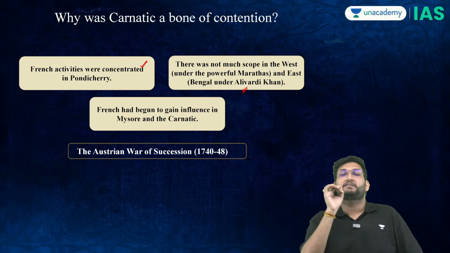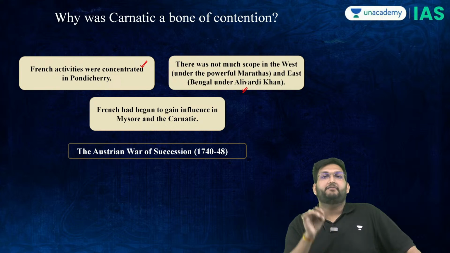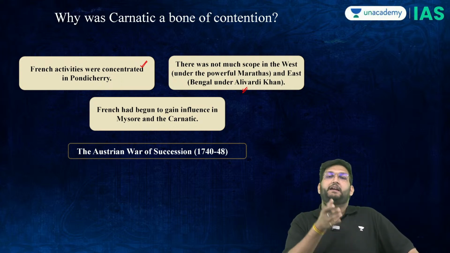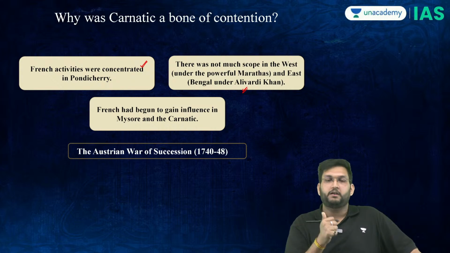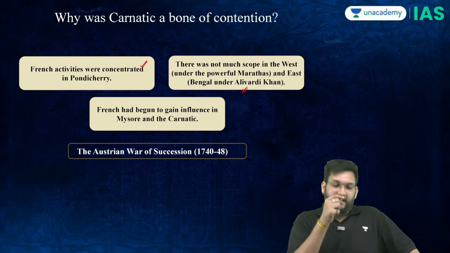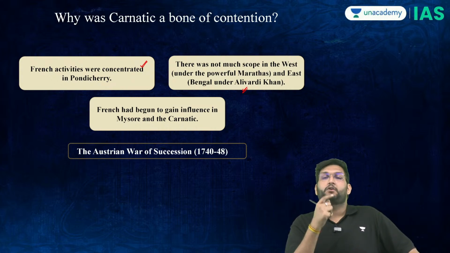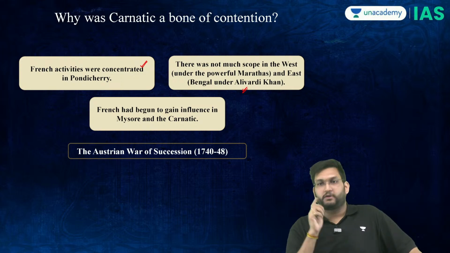Why am I saying this? Because there can be a mains question on why chronologically it was the Carnatic sector where they fought first. Why not in Bengal? Why not in any other sector? It is here that they fought together because of the proximity.